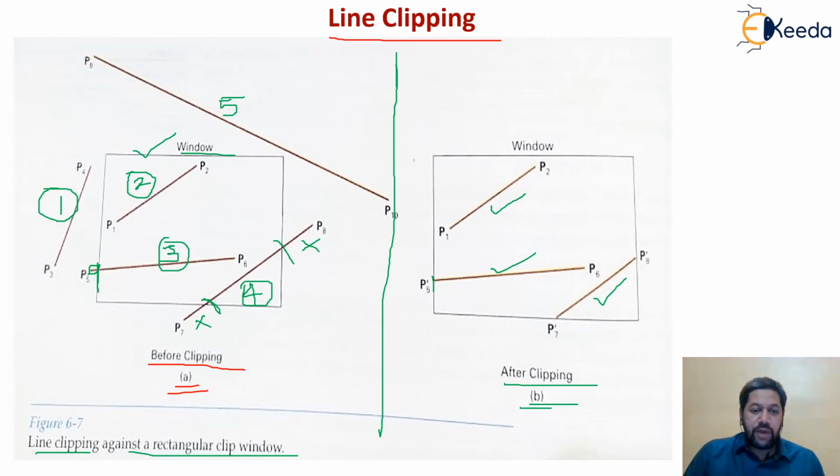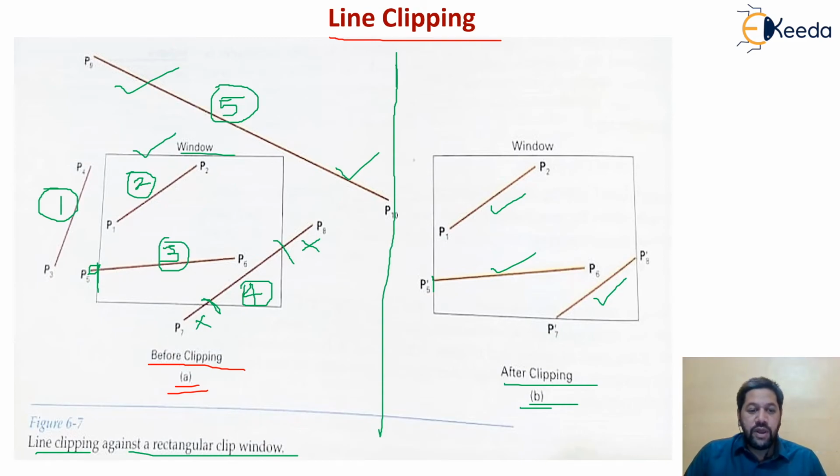What about the P5 line? We have one more line here, the fifth line. What happens with this line number 5? Obviously this is my window and this line is totally outside. This line is totally invisible, so it is simply discarded. We have not shown line number 5.